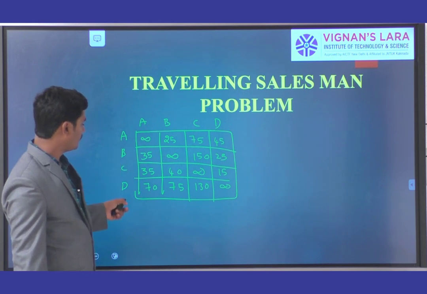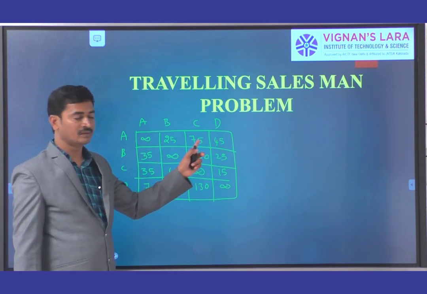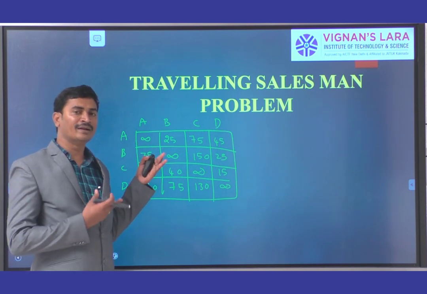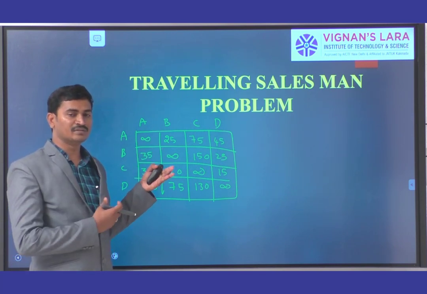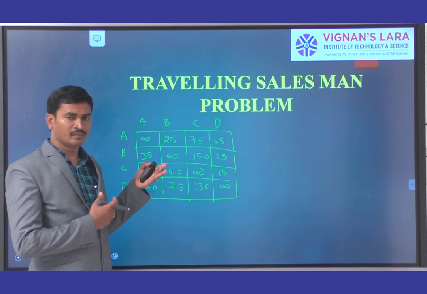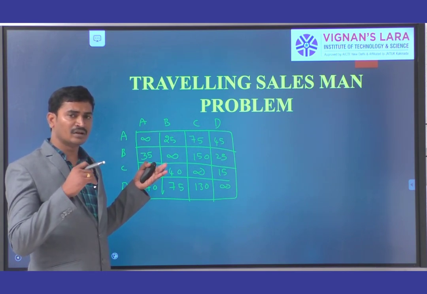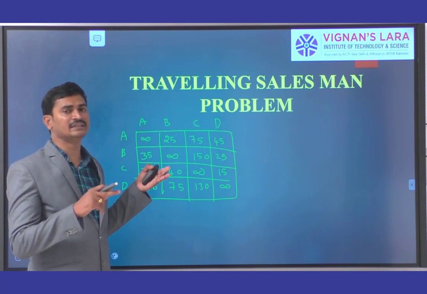Here these are A, B, C, D and these are A, B, C, D. Here these are the route cost values. From this, we are going to identify the least cost route. Here we have one rule: the salesman won't come back to a visited city.